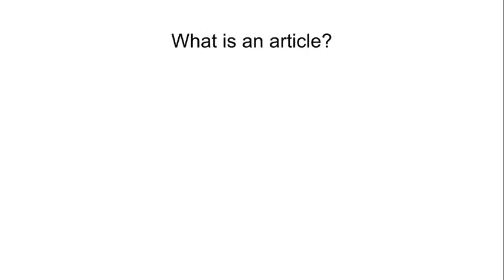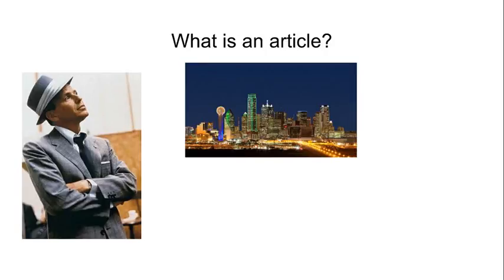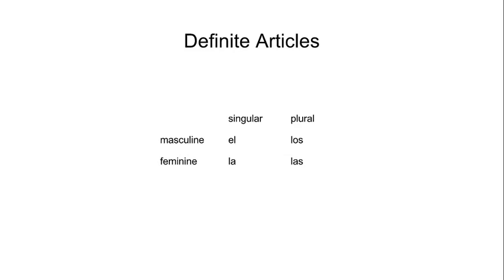So what is an article? An article identifies a noun. In this case, we're just going to focus on definite articles. So we would have the singer, the city, and the hamburger, or in Spanish, el cantante, la ciudad, and la hamburguesa.